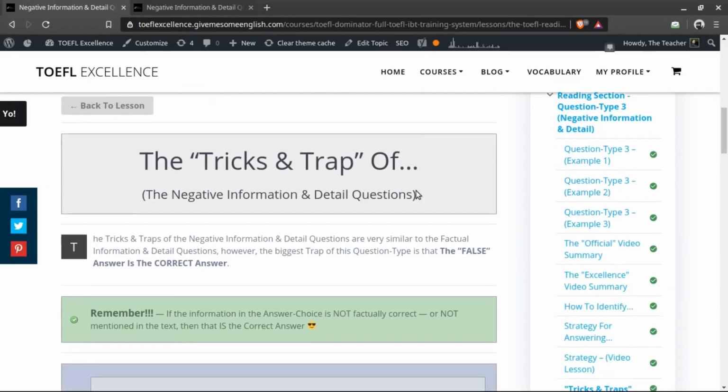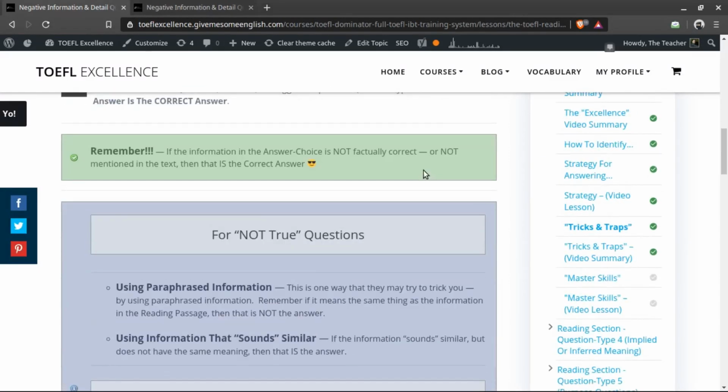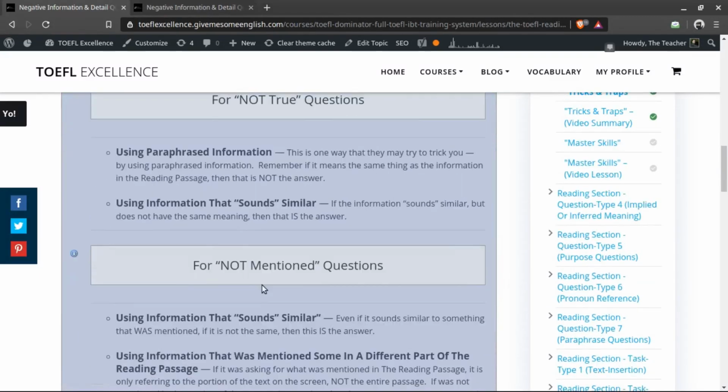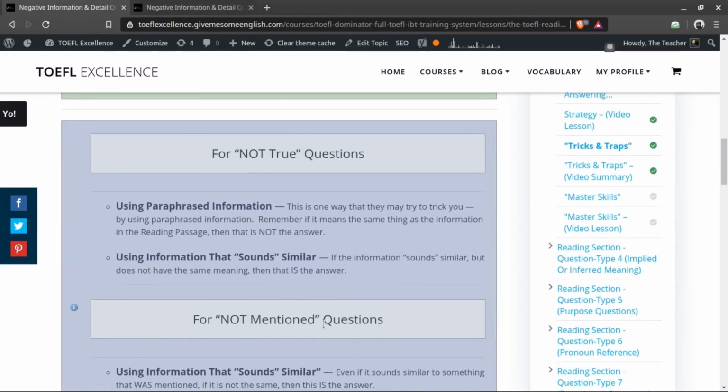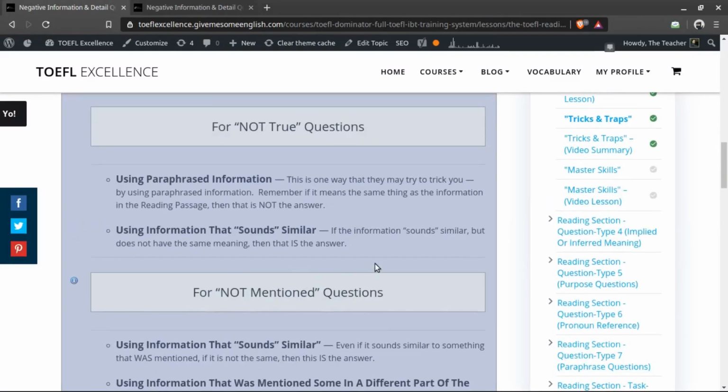But as I mentioned in a previous lesson, it's not about the word not or except, but about the word true or mentioned that is going to determine what kind of question you get. And really, they have two ways of asking the question for each of these. First of all, you have one which says, all of the following is true except, or all of the following was mentioned except. So really, the only two forms of this negative information and detail question are that you have to find the one that has false information, or you have to find the one answer choice that has information which was not specifically mentioned.